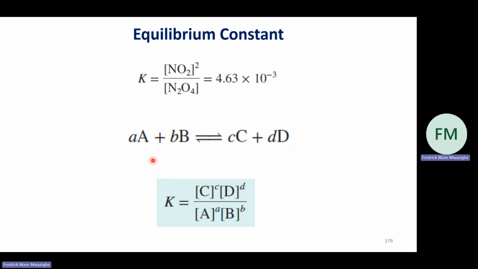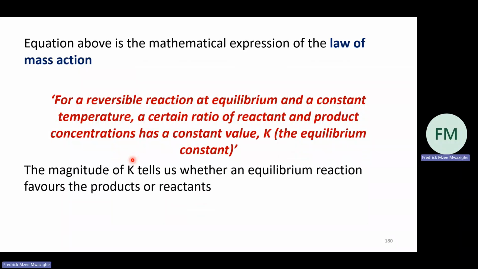Like in this case, we have this general expression. Now, this expression is a mathematical expression for what we call the law of mass action. And the law of mass action simply states that for a reversible reaction at equilibrium and a constant temperature, a certain ratio of reactant and product concentrations has a constant value, K, that is the equilibrium constant.